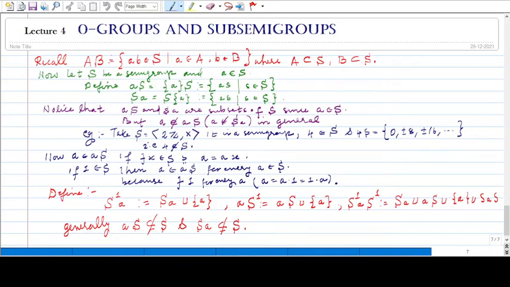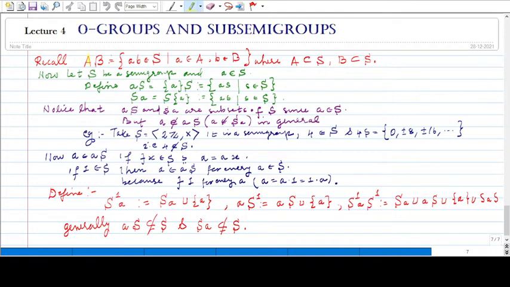Hello everyone. In this lecture 4 of semigroup theory, we are going to study zero groups and subsemigroups. We have to recall some notations from the previous lecture.